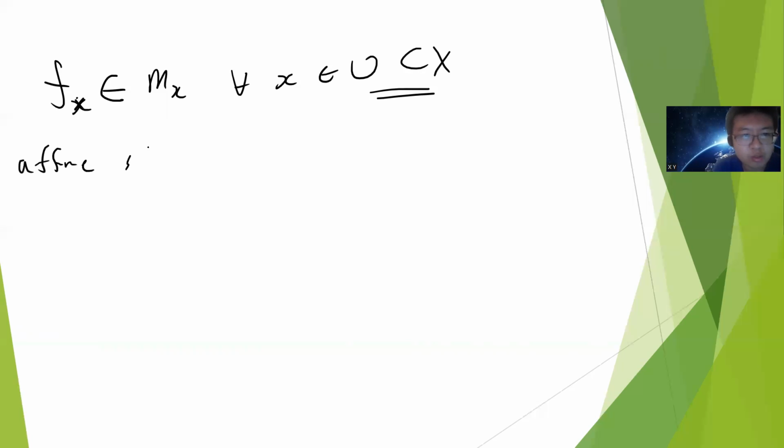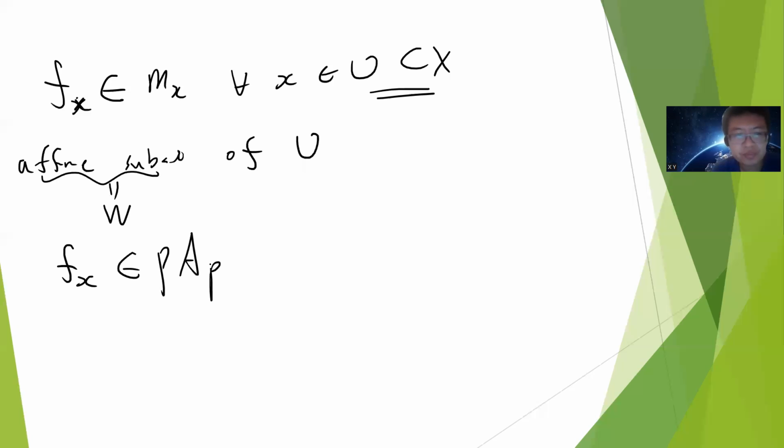Now we use the technique I mentioned, right? So we consider an affine subset of U. Let's call this affine subset W. If I restrict f(x) to m_x for x in W, then we get an affine scheme, right? Then we get an affine scheme property. So we have f(x) belongs to p A_p. Then by our previous proof, f belongs to p. Sorry, it should be f raised to p, right?